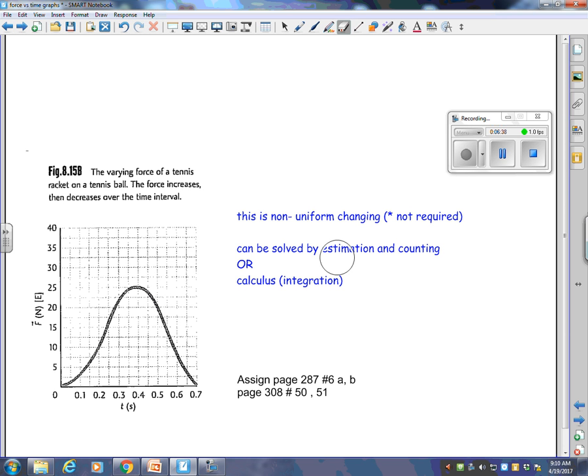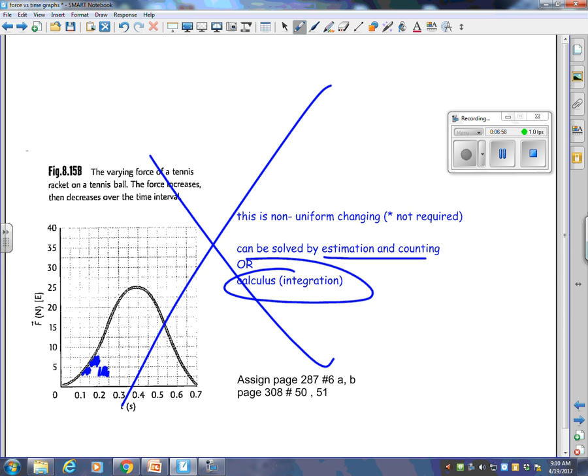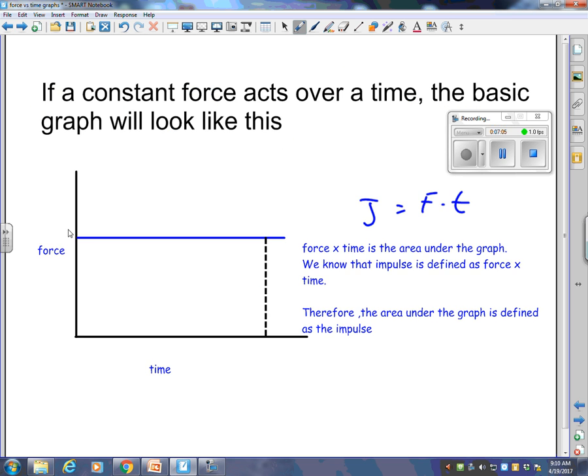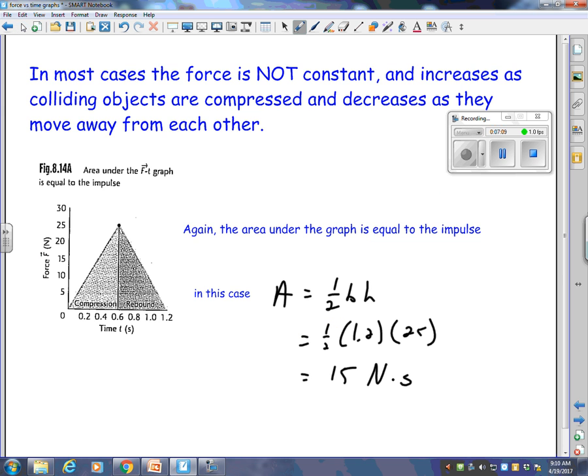Well, you'd have to solve it by estimating and counting. Remember counting squares in grade 11 at the very start there? Remember that? So you'd have to actually count squares, or you'd have to learn calculus, find the equation for that curve, and then do integration. You won't have to do that. You are only responsible for ones that look like this, or that, or that. Not those exact shapes, but basically triangles and rectangles. Yay.